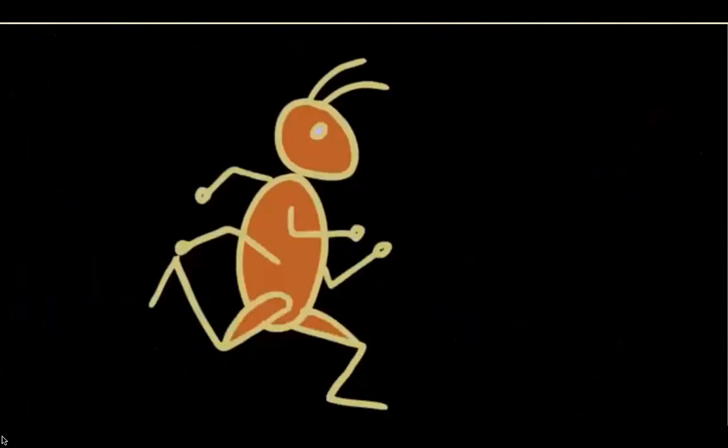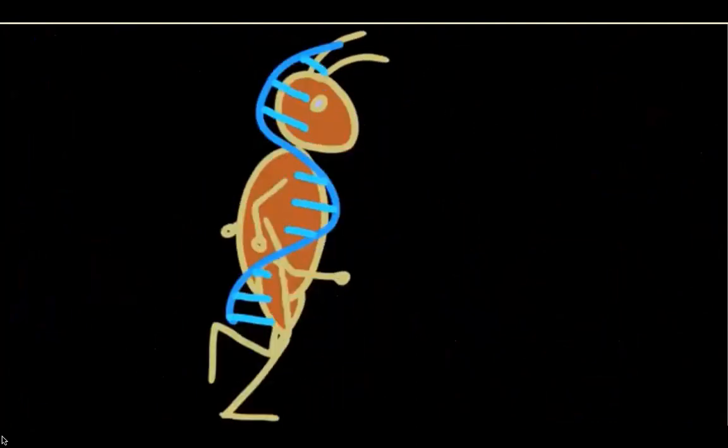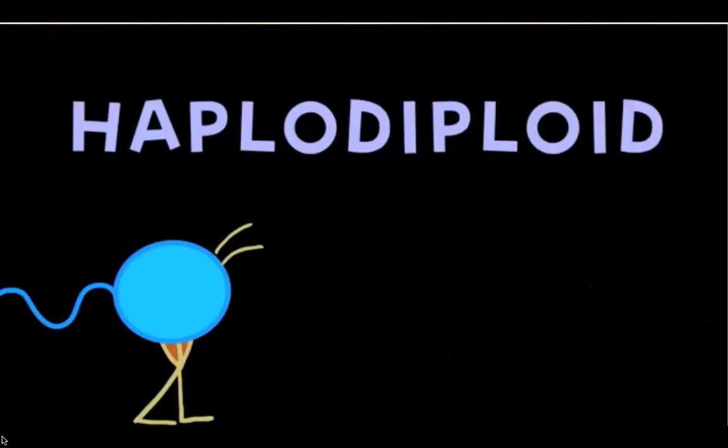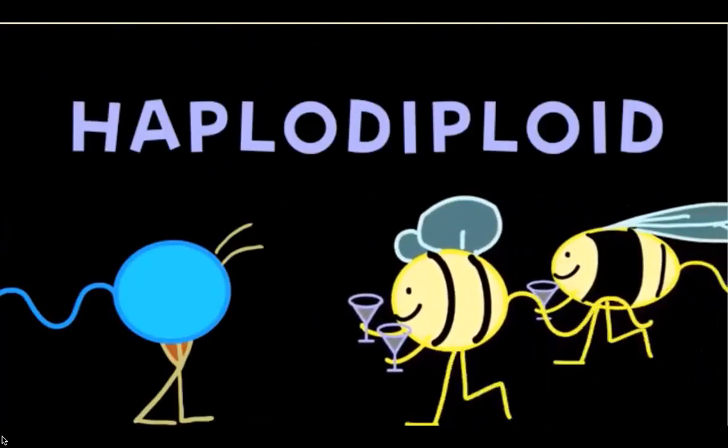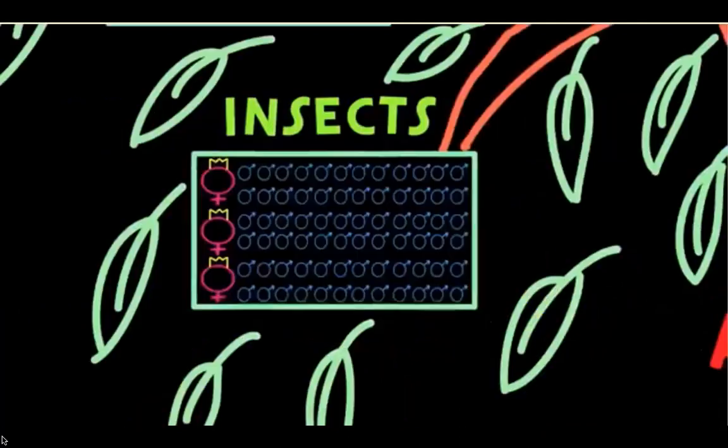And male ants live their life like this with only one copy of every gene, much like a walking sex cell. This system is called the haplodiploid system, and we see it not only in ants, but also in other highly social insects like bees and wasps.